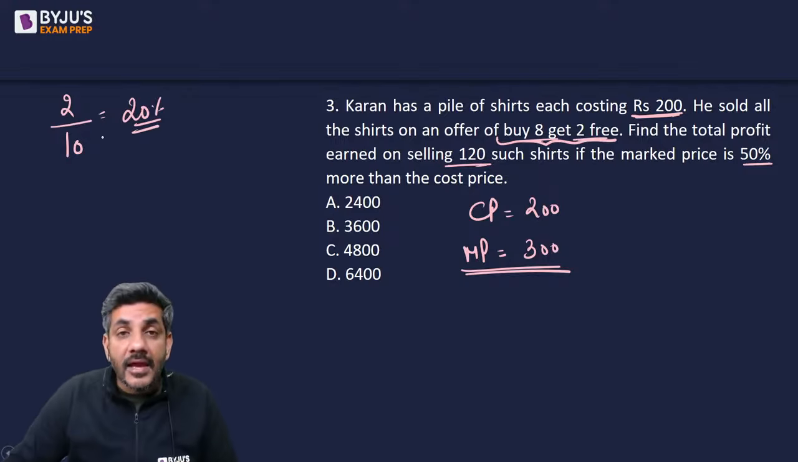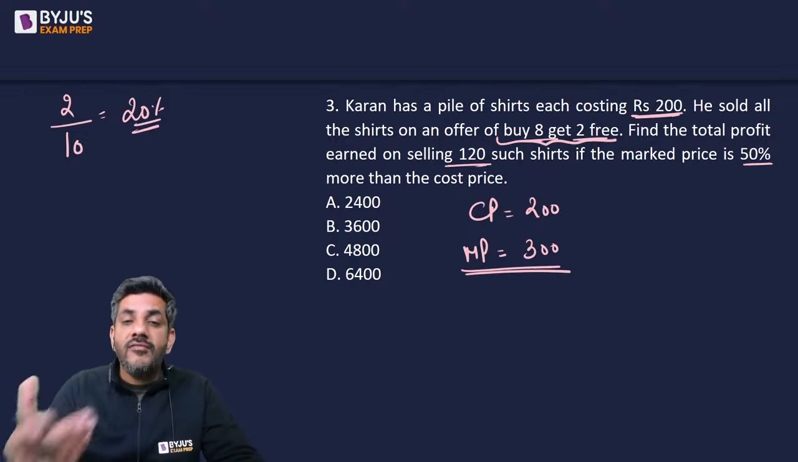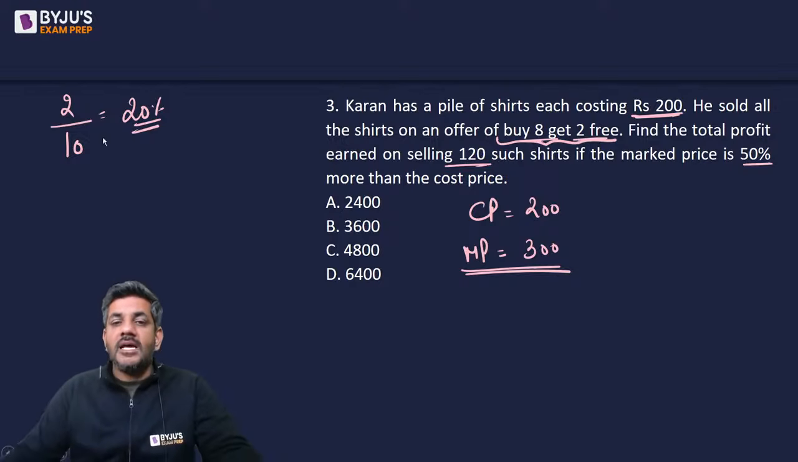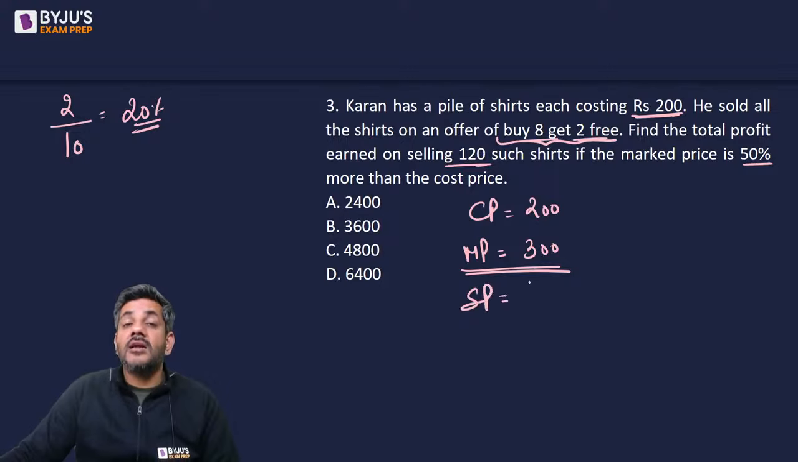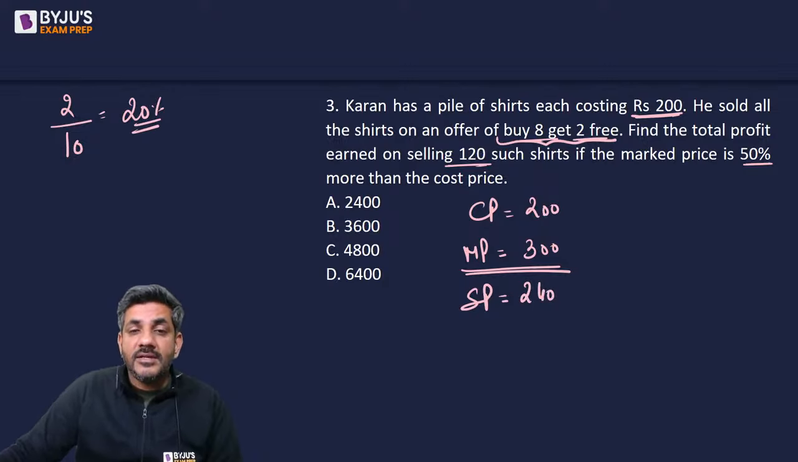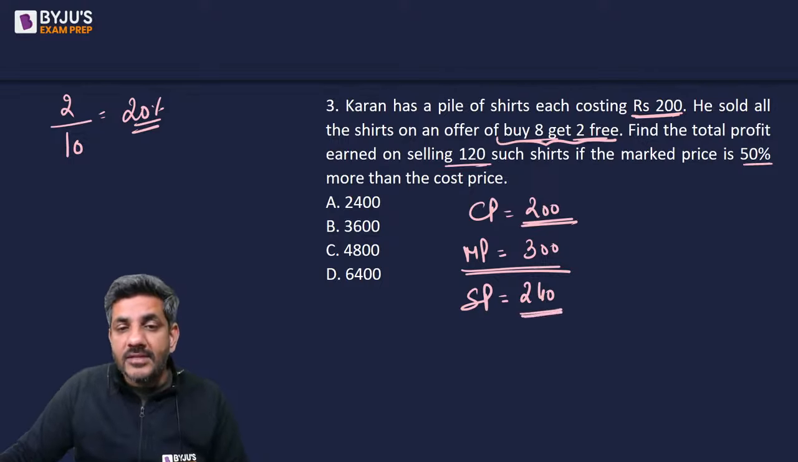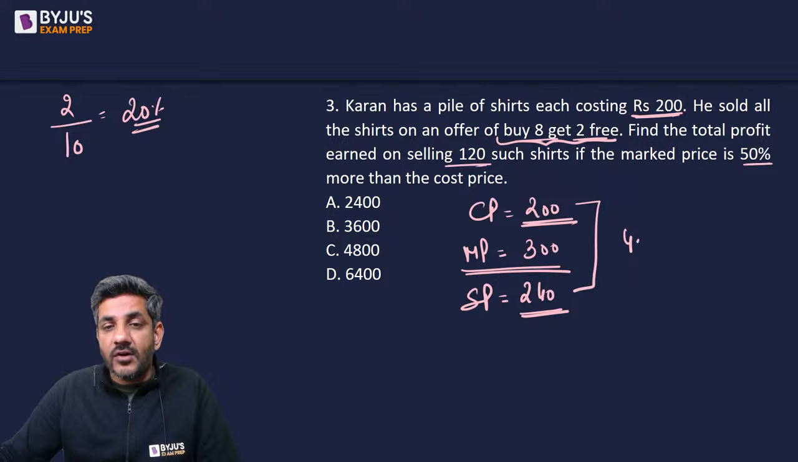You are buying 8 and getting 2 free. That means you got 10 articles by paying for 8. So ultimately you got 2 articles free out of those 10. अब 10 में से 2 फ्री मिल गए तो मतलब 20% डिस्काउंट है. And if 20% discount is there, selling price would become 300 minus 20%, which is equal to 240. So that means cost price of each shirt is 200, selling price of each shirt is 240, so profit on each shirt is 40 rupees.